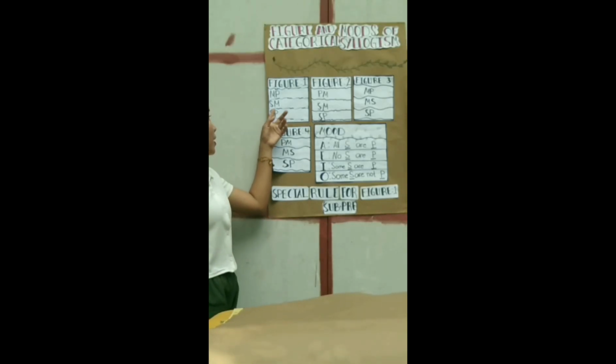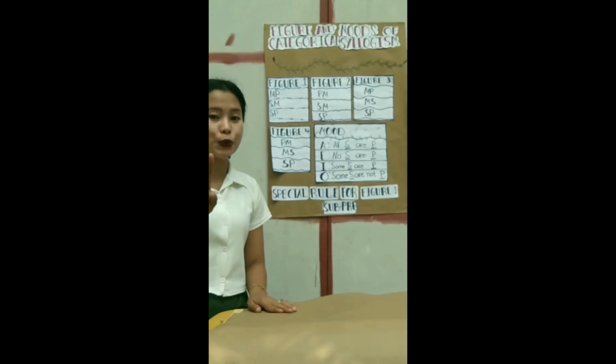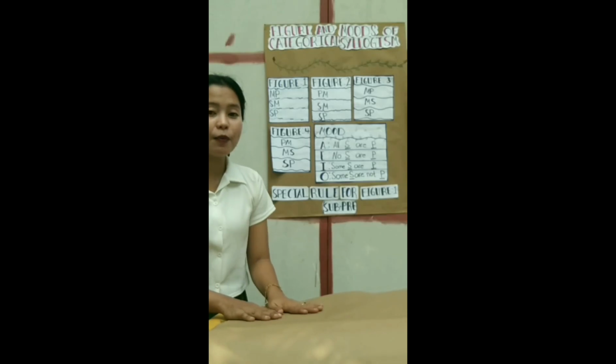So, ang figure 1 is mayroon tayong MP, SM, SP. So, meaning is middle term, predicate for major term, and subject for minor term, and middle term, subject or minor term, and predicate or major term. So, sa figure 1, mayroon tayong dalawang special rule na dapat sundin sa pagbuo ng syllogism.